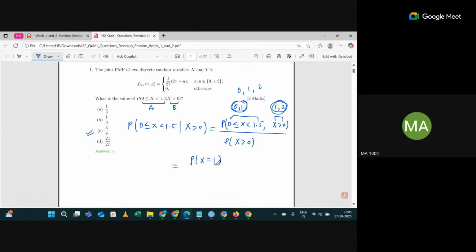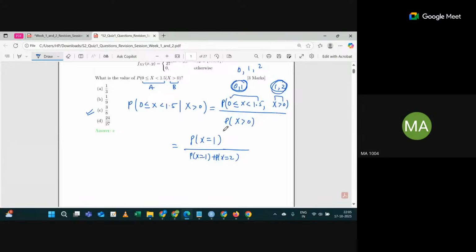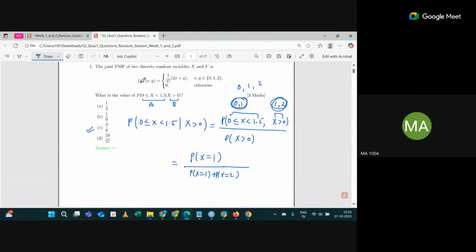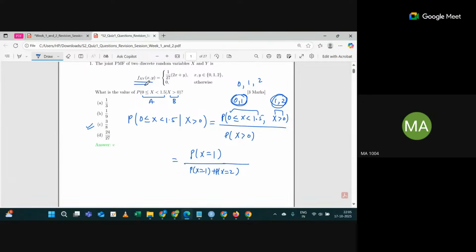The numerator part is okay. The denominator part says you have to add probability X is greater than 0, and X takes 0, 1 and 2. So this means I can add probability X equal to 1 plus probability X equal to 2 in the denominator. But in the main question, we have been given the joint. We don't have information about X. What to do? I will calculate the marginal PMF of X.